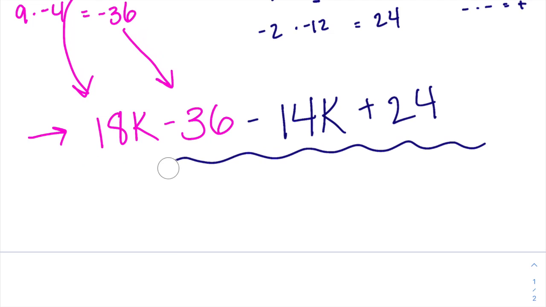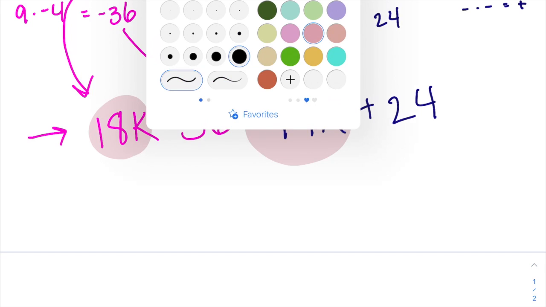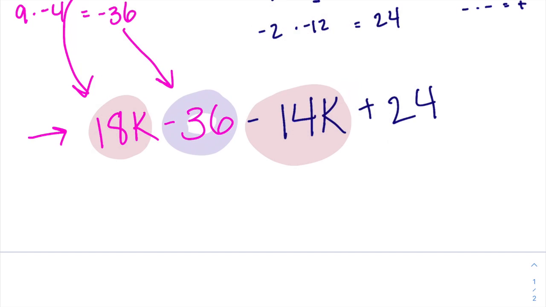Now I'm in a situation where I am going to try to combine my like terms. So first I'm going to highlight anything that looks the same, so anything that has the same exact variable, or anywhere that I see just normal numbers. I have an 18k right here and a negative 14k there. So I highlighted all the terms that have a k. I have minus 36 and plus 24. So I also highlighted all the terms that are just numbers.